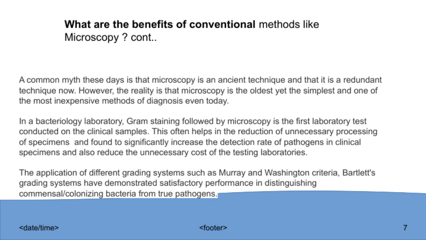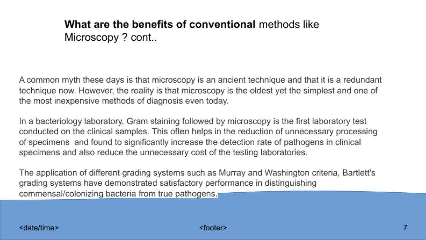In a bacteriology lab, for example, gram staining followed by microscopy is typically the first step we take when examining clinical samples. This initial test helps us decide whether further testing is necessary. It often reduces unnecessary processing of specimens, and importantly, it increases our chances of detecting the pathogen quickly and accurately. This not only saves time, but also reduces costs for the laboratory.